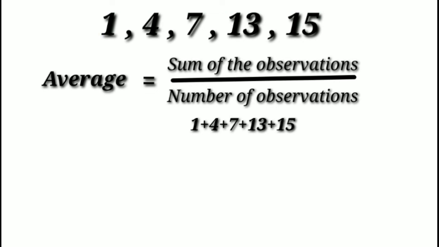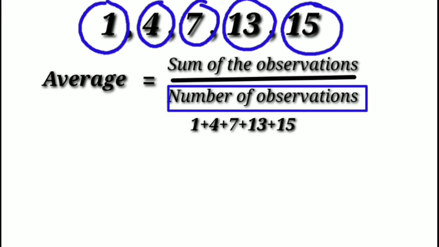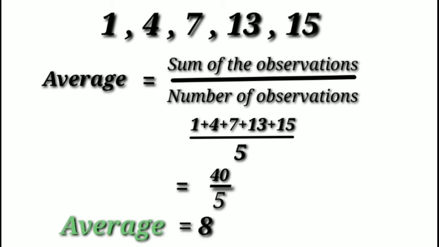And how many observations do we have? 1, 2, 3, 4, 5. So we divide the sum by the number of observations, that is 5. So 1 plus 4, 5, 5 plus 7, 12, 12 plus 13, 25, 25 plus 15 is 40. So average would equal 40 divided by 5, which is equal to 8. This is the average of the 5 numbers in the list.